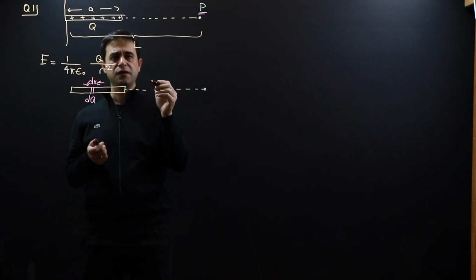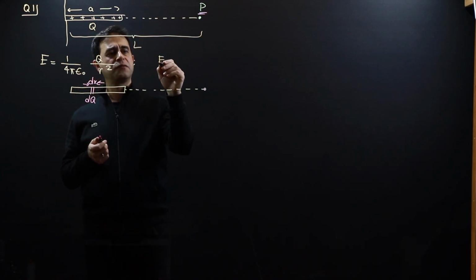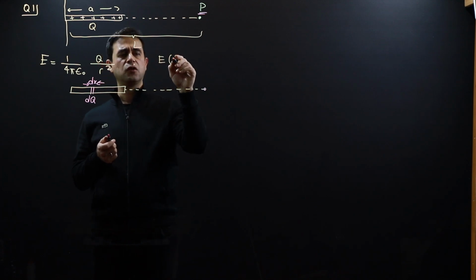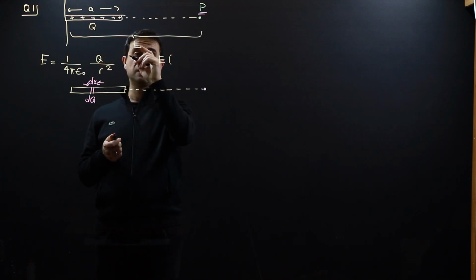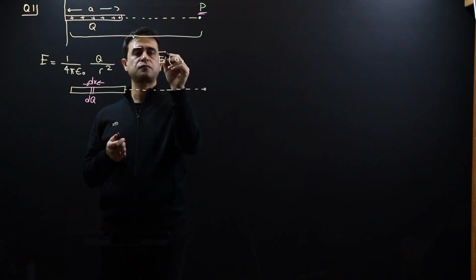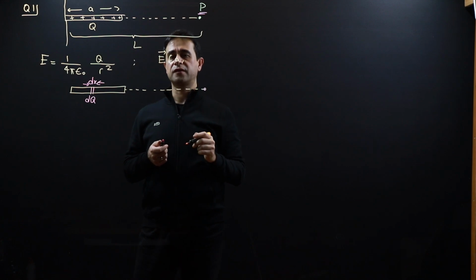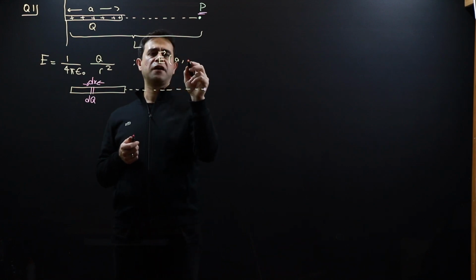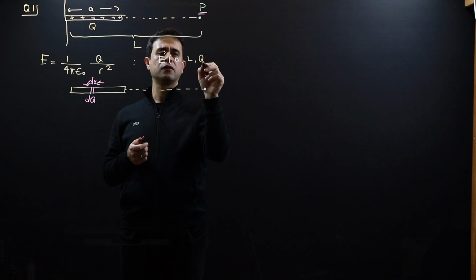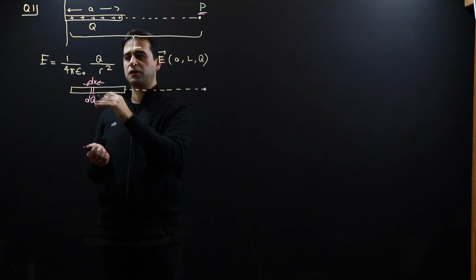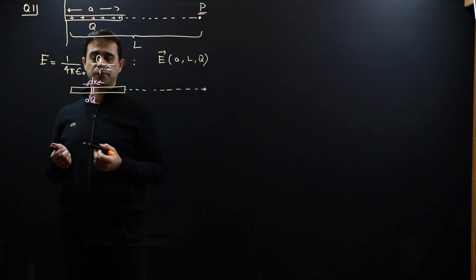So again, the question is, what is the electric field as a function of the length of the rod, A, and also the direction. The direction is obvious, it's pointing towards the x-axis, and as a function of A, L, Q, and obviously there will be factors like pi and epsilon 0.